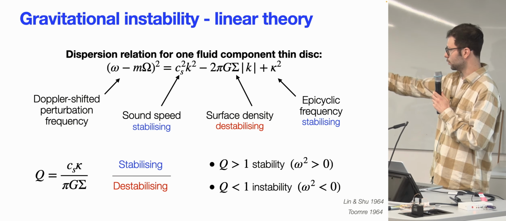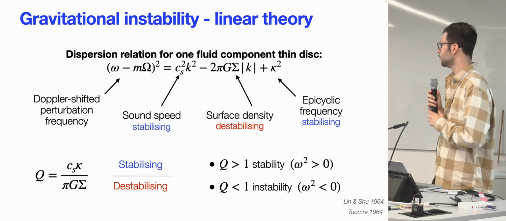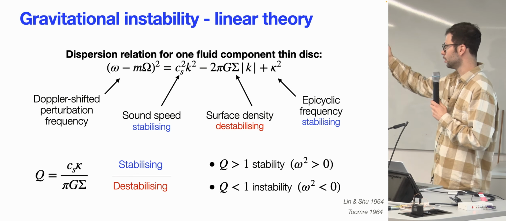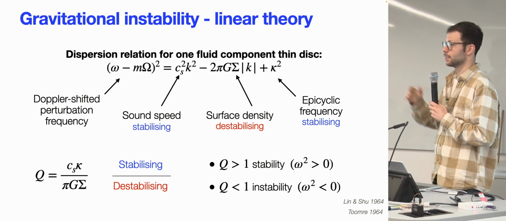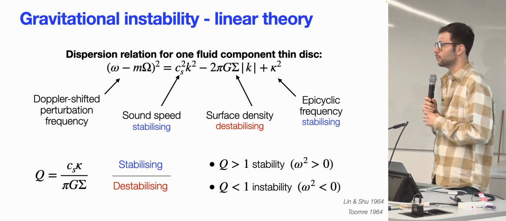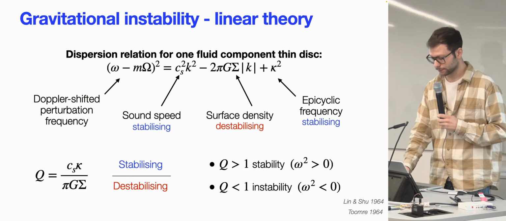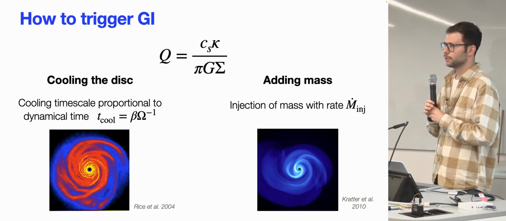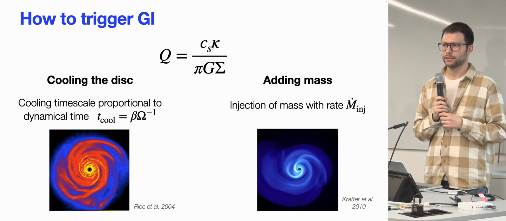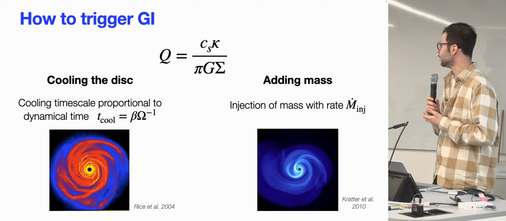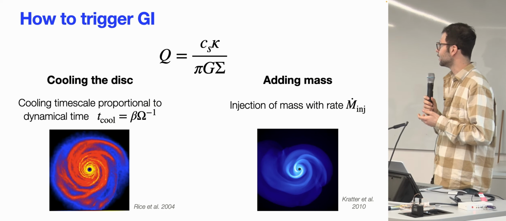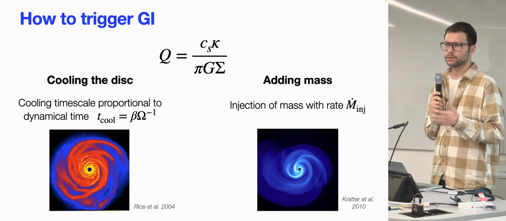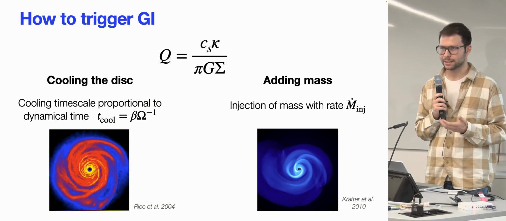As you can see, this parameter, called the Toomre parameter, is the ratio between the stabilizing terms, pressure and rotation, over the destabilizing term, which is self-gravity. The instability threshold here is Q equal 1. As I told you, this parameter is basically controlling when gravitational instability takes place. Now we want to understand how it is possible to trigger gravitational instability. So what should we do to make a disk gravitationally unstable?